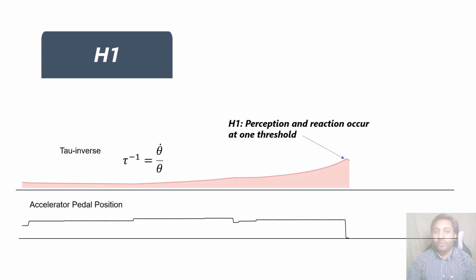Based on these four scenarios, we developed three hypotheses for perception reaction time. The first hypothesis assumes that perception and reaction occur at the same threshold, at the same value of tau inverse or angular velocity. This approach is also used by the Wiedemann car following model to determine driver reaction.